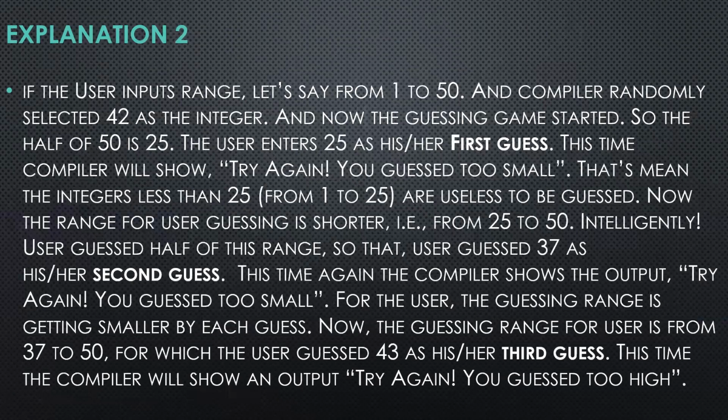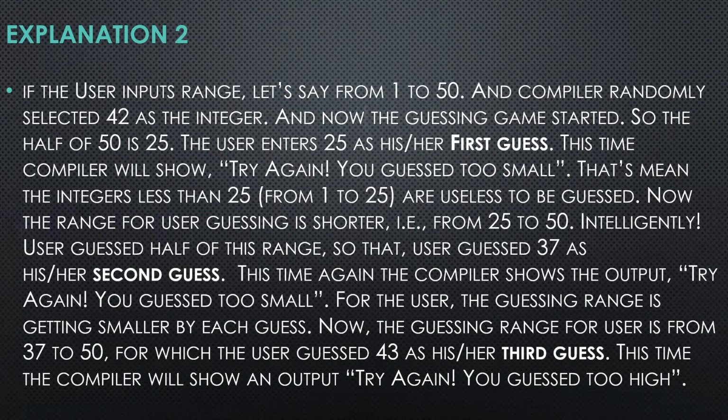And the next method is where the user inputs a range from 1 to 50. Let's say the compiler randomly selects the number 42 from the range 1 to 50. Now the guessing game starts. Half of 50 is 25, so the user gave 25 as the first guess.